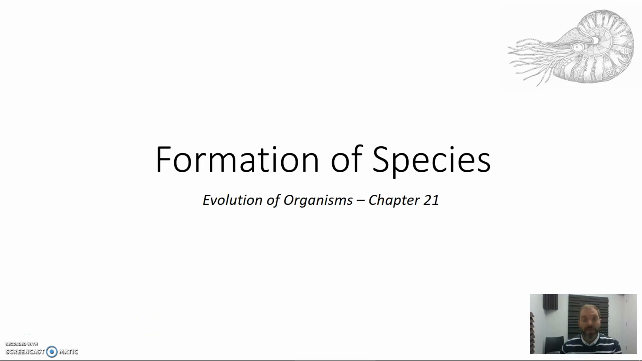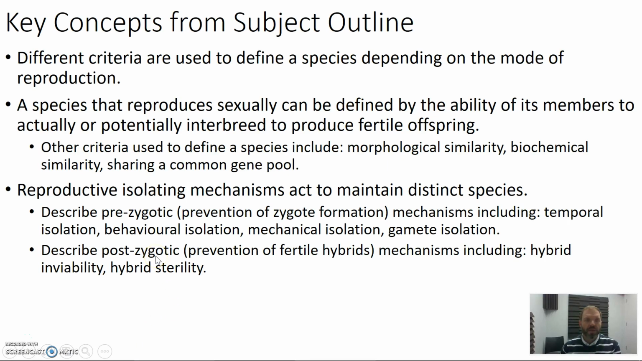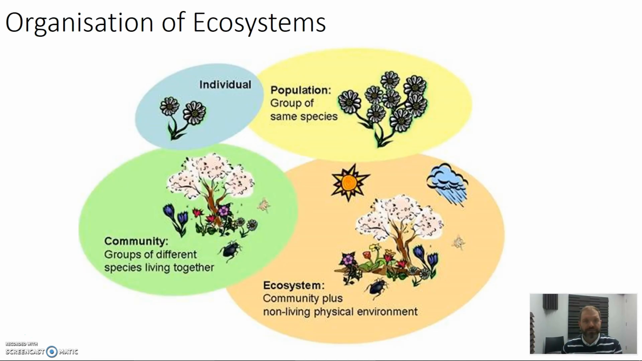This video looks at the formation of species, or a process called speciation. It's part of the evolution of organisms topic. So the key concepts here are how we actually define a species, some of the barriers that stop interspecies breeding, including lots of different reproductive isolating mechanisms, and then again speciation and how it works.